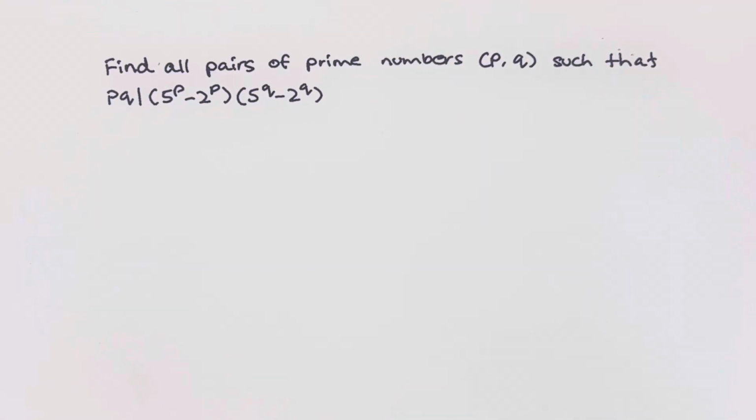In this problem, we want to find all pairs of prime numbers p, q such that pq is divisible by 5 to the power of p minus 2 to the power of p, times 5 to the power of q minus 2 to the power of q.